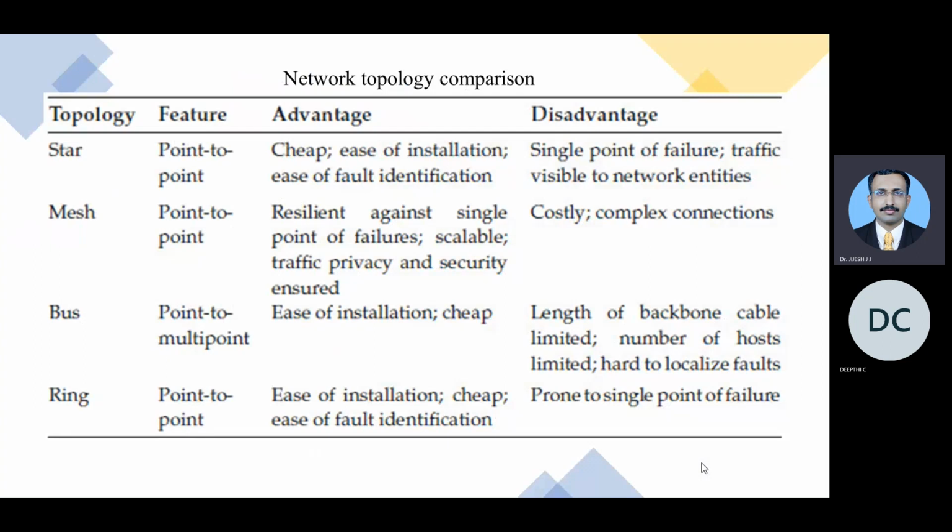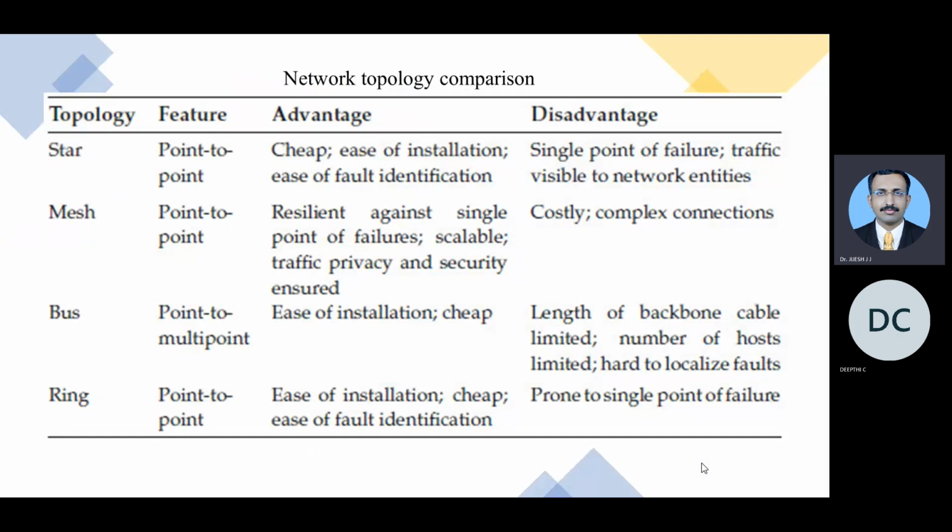ring topology. This table speaks about the entire thing. You can see that star and mesh are point to point. Bus is point to multi-point, and ring is a point to point connection. Then what else can you see? Advantages: it is cheap, easy to install, and all those things we have seen. Disadvantages for star topology are single point of failure, traffic visibility, and network. All those things are disadvantages.